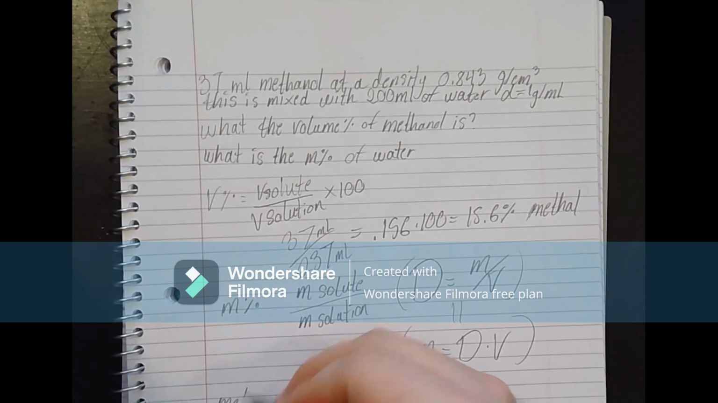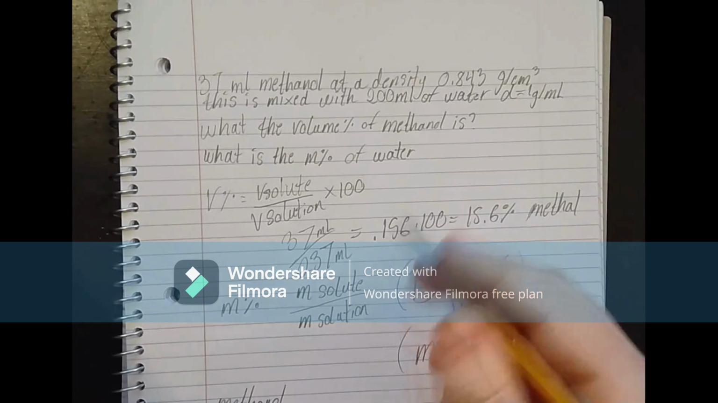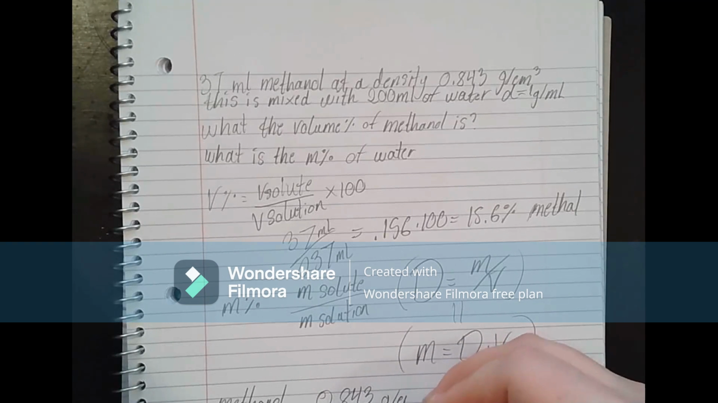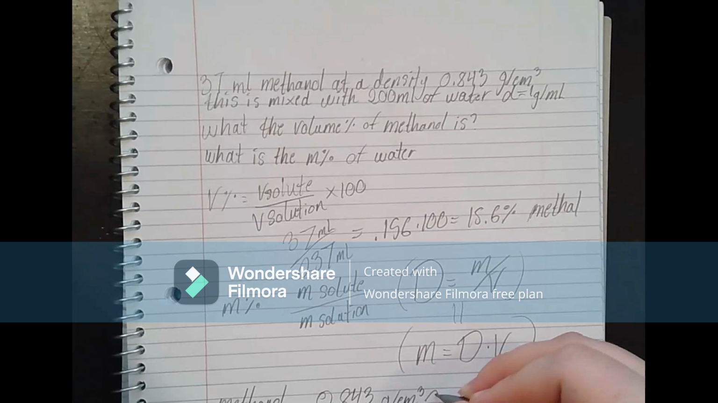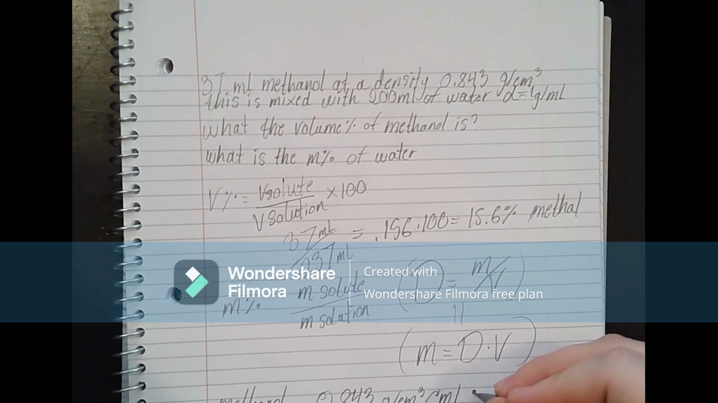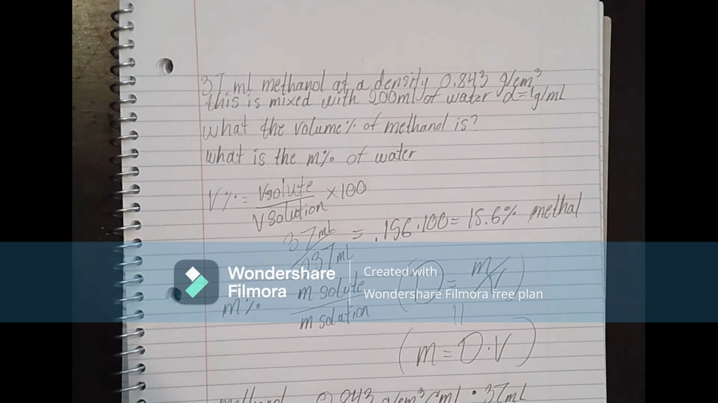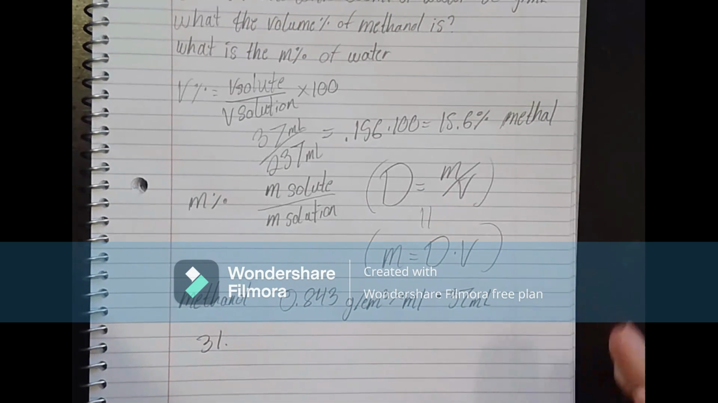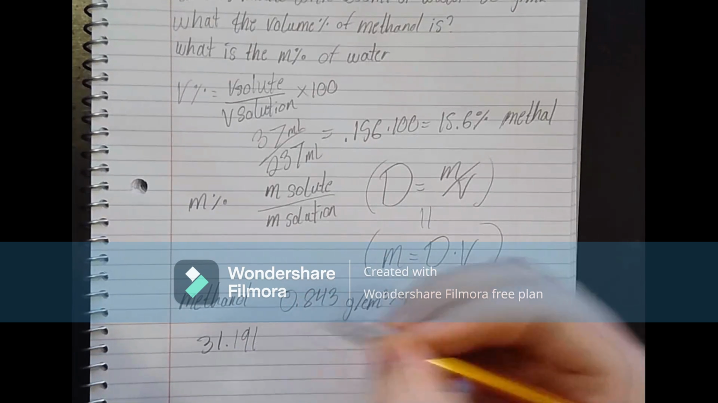So for methanol, we're just going to straight up take 0.843 grams per cubic centimeter. Switch this directly into milliliters, since as we saw earlier, centimeters cubed can strictly just turn right into milliliters. And then we're going to multiply this by the volume of methanol we have, meaning 37 milliliters, giving us a mass of 31.191 grams.